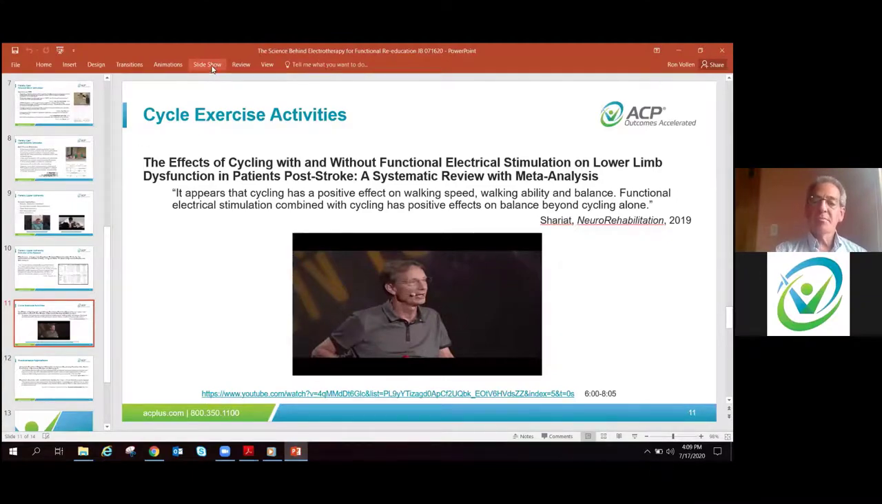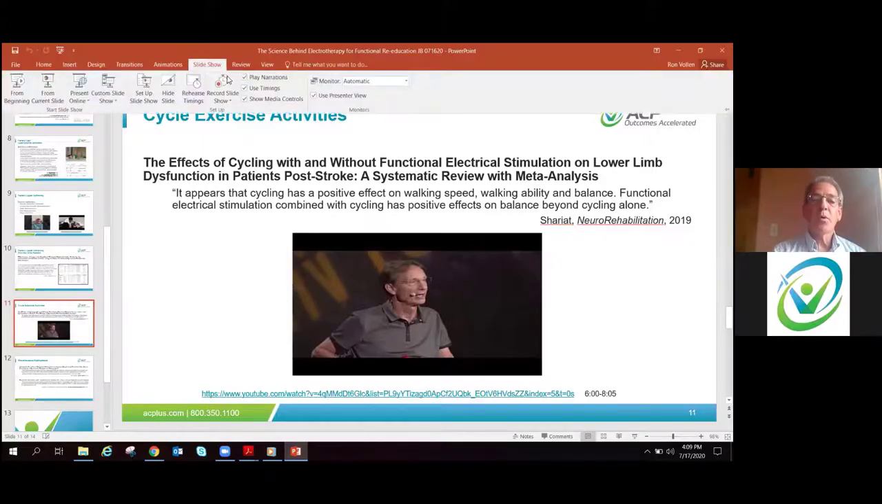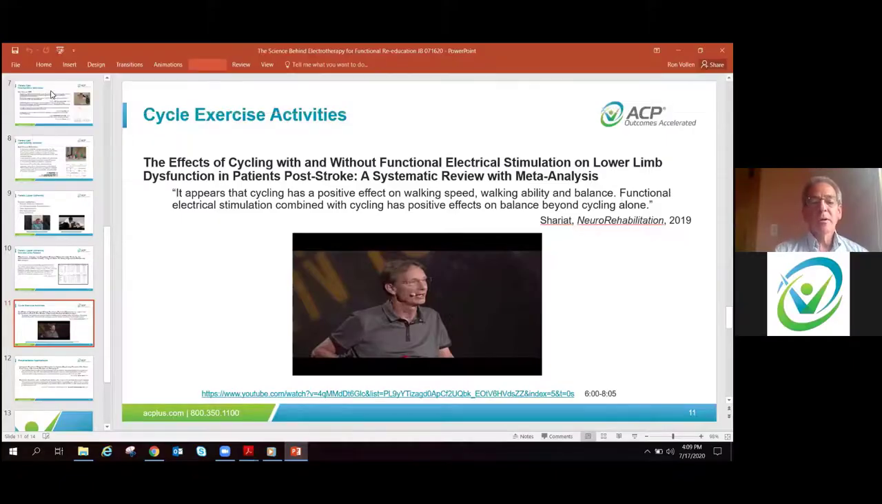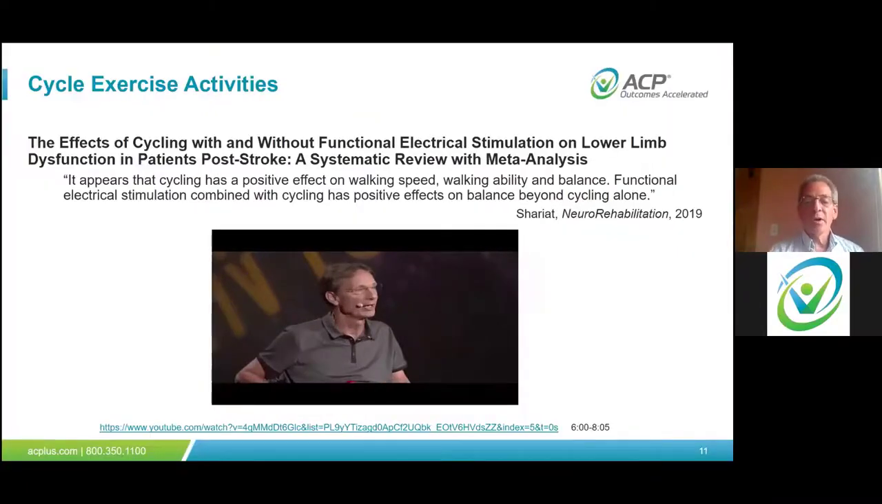But that concept of being able to integrate into both cycling as well as rowing, I think is really compelling, and I think both of those can be easily integrated into clinical practice. All right, so there are just a couple more applications that we may consider with regards to FES.